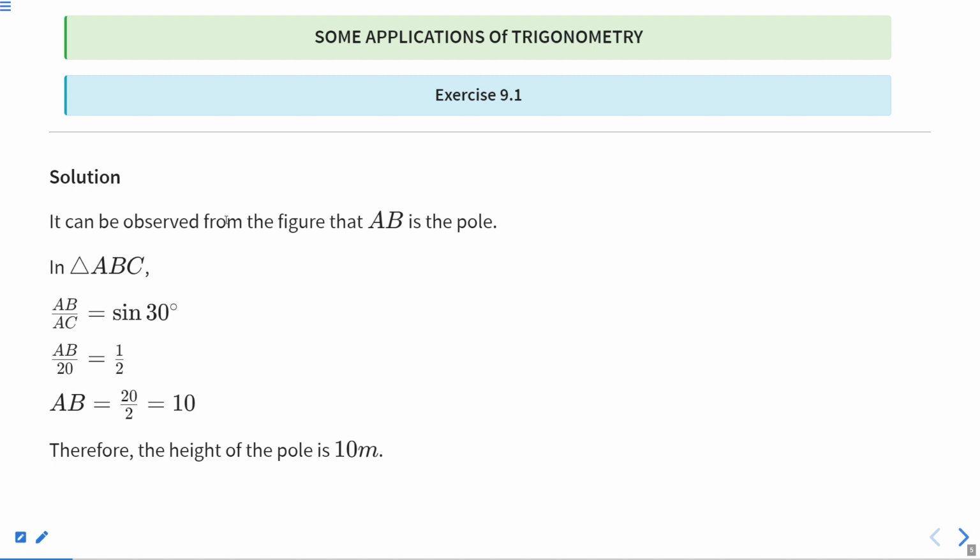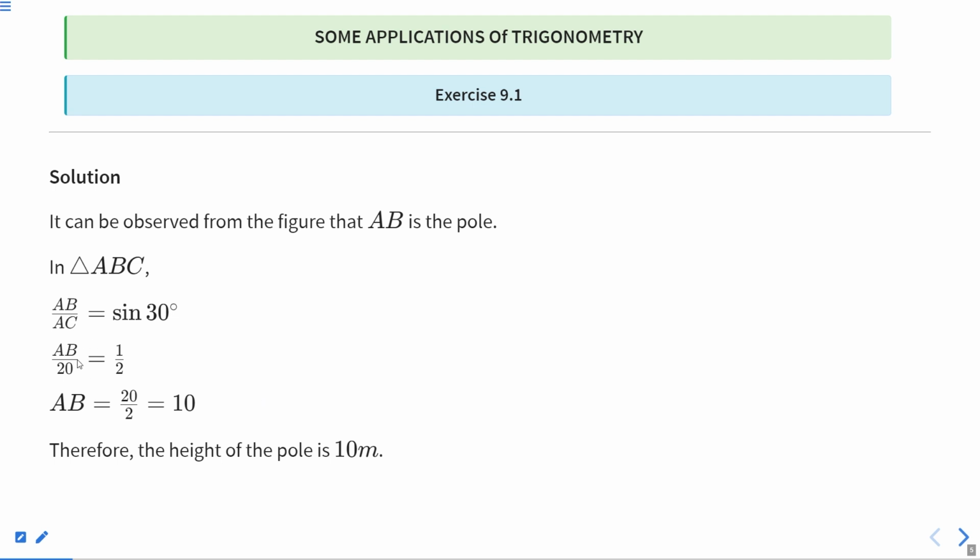It can be observed from the figure that AB is the pole. In triangle ABC, we'll use the trigonometric ratio sine, since sine involves AB and AC. So sine 30 degrees is equal to AB by AC, and we know the value of sine 30 degrees is equal to 1 by 2.